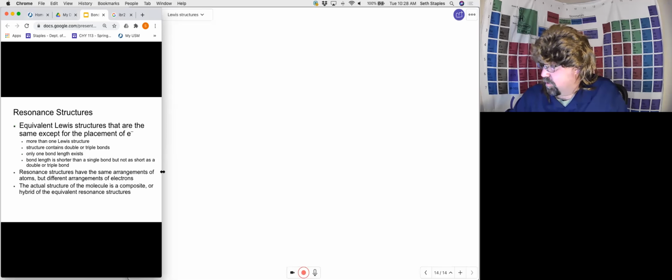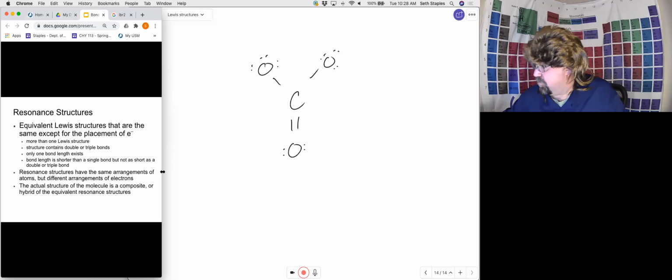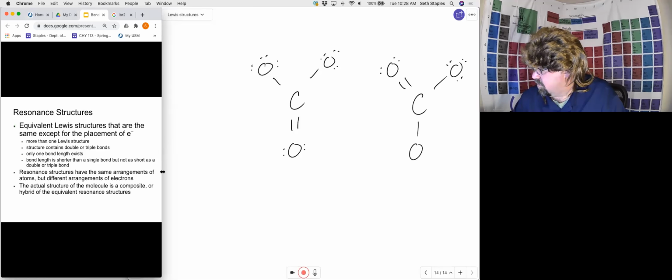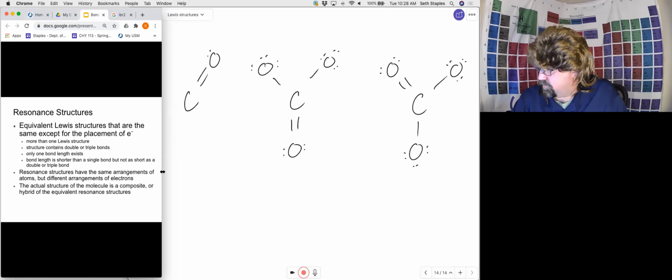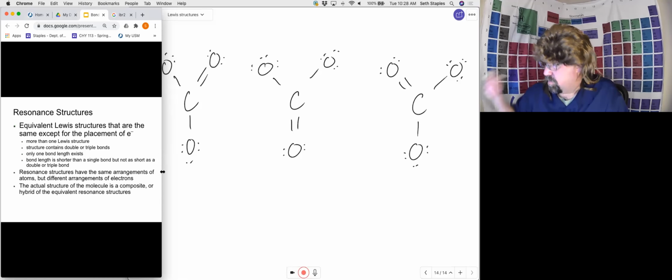The one that I just drew, I had my double bond here on the bottom, and my single bonds up top. There's absolutely no reason why I couldn't have stolen from this oxygen instead. Or possibly from this oxygen. And so these 3 are what we call resonance structures of the carbonate ion.